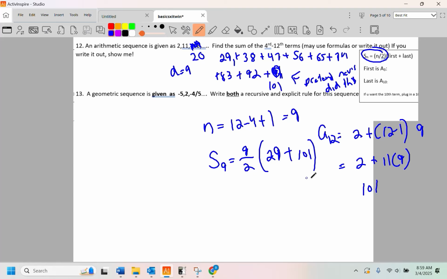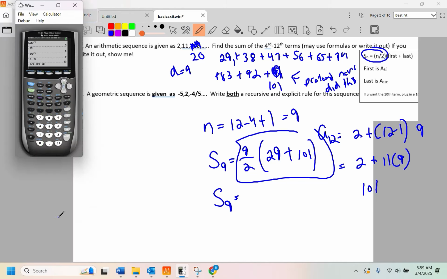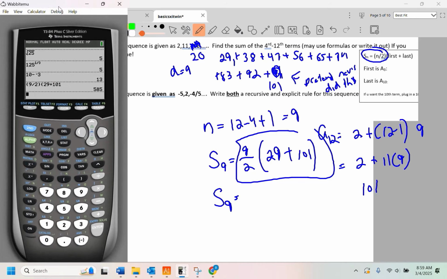I actually have more luck with formulas than writing things out. So anyways, push buttons on a calculator. You got your 9 over 2. Inside you got 29 plus 101. 585, I think. Yeah, 585.